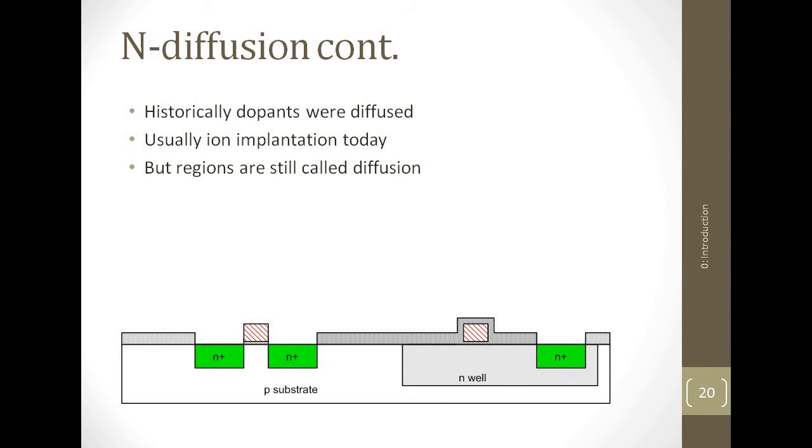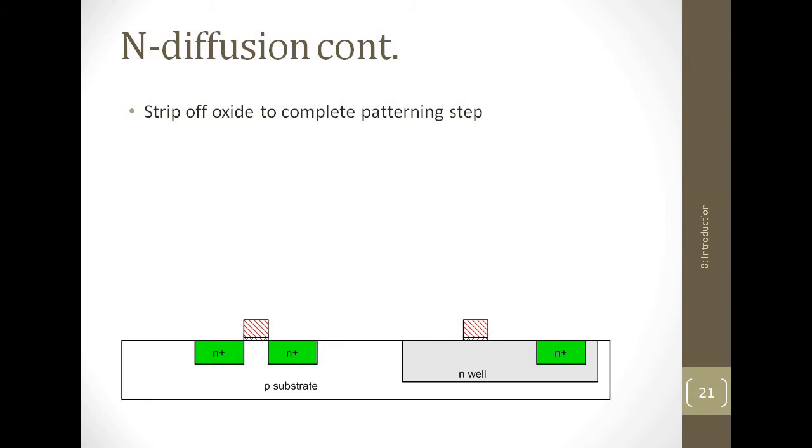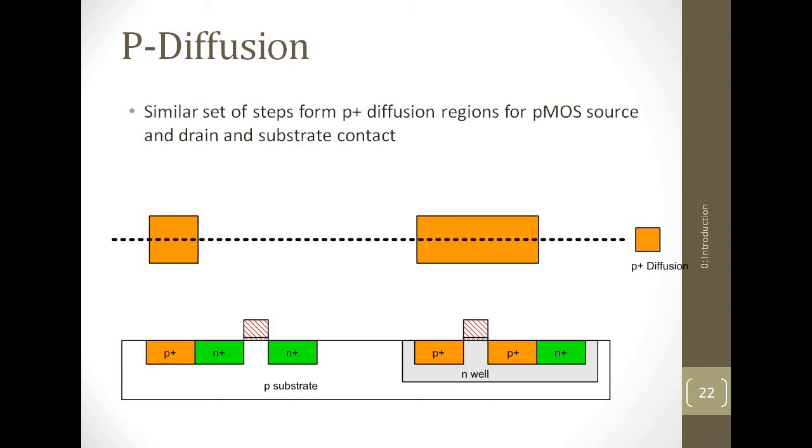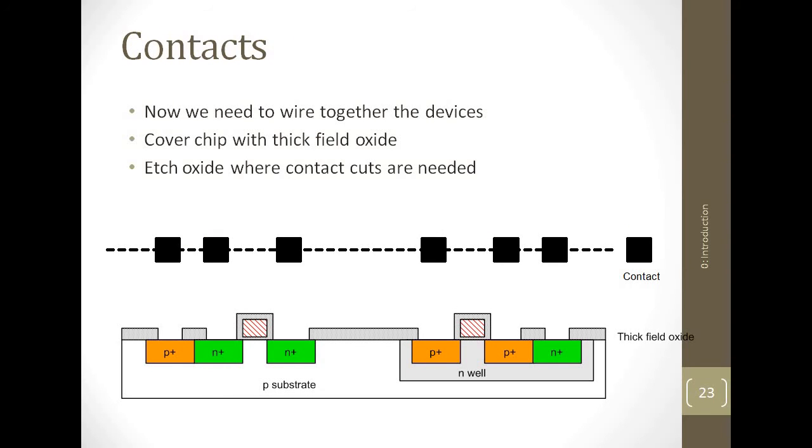Next, N+ diffusion and diffusion contacts are to be made. Historically dopants were diffused, usually ion implantation today, but regions are still called diffusion. Strip off the oxide to complete the patterning step. Next, P diffusion to get the P+. Similar set of steps form P+ diffusion regions for the PMOS source and drain and substrate contact. Then contacts are to be made. Now we need to wire together the devices. Cover the chip with thick field oxide, and etch the oxide where contact cuts are needed.